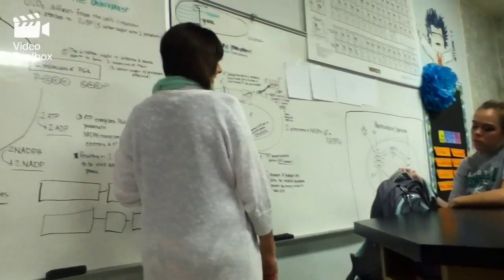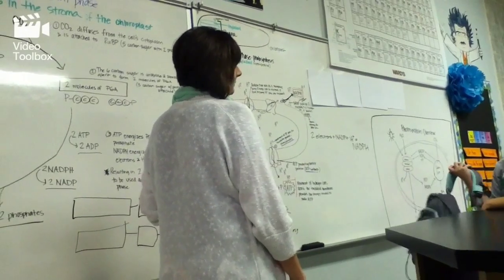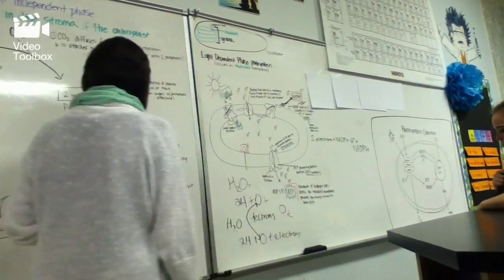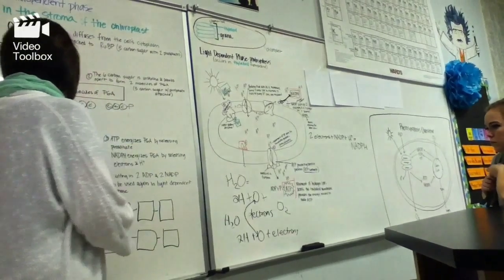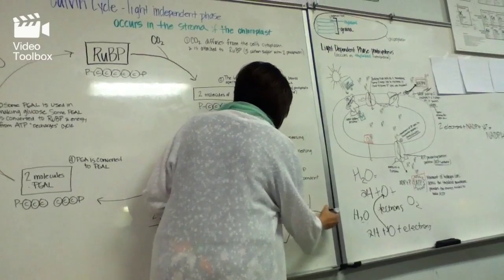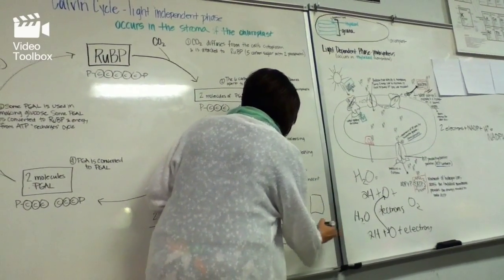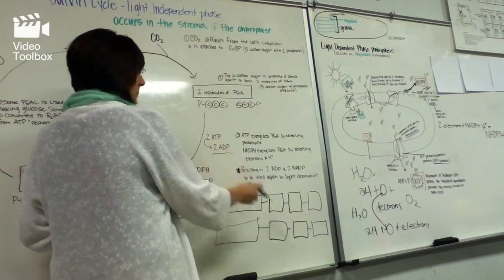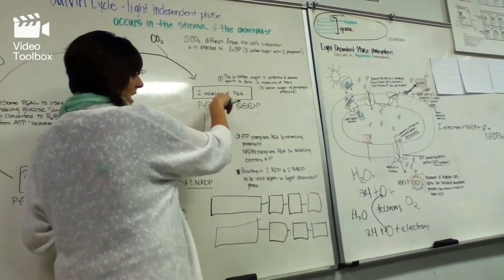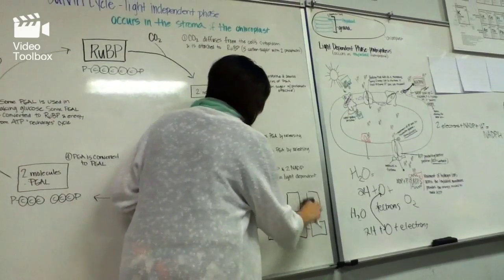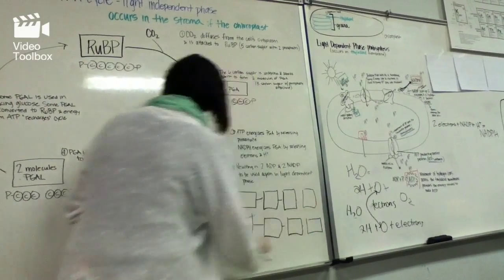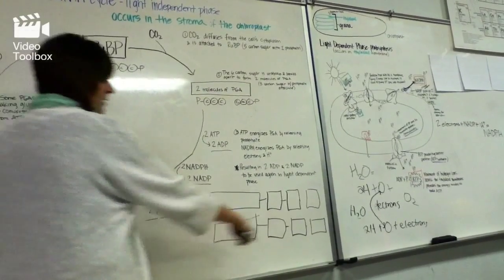Question, so ATP doesn't have the extra phosphate that ADP does, so where does it get the phosphate from? ATP does have 3 phosphates. The bonds break to give the energy to the PGA. So when the bonds break, it goes back into ADP. There's two phosphates that are free floating here. They're sent back over here.